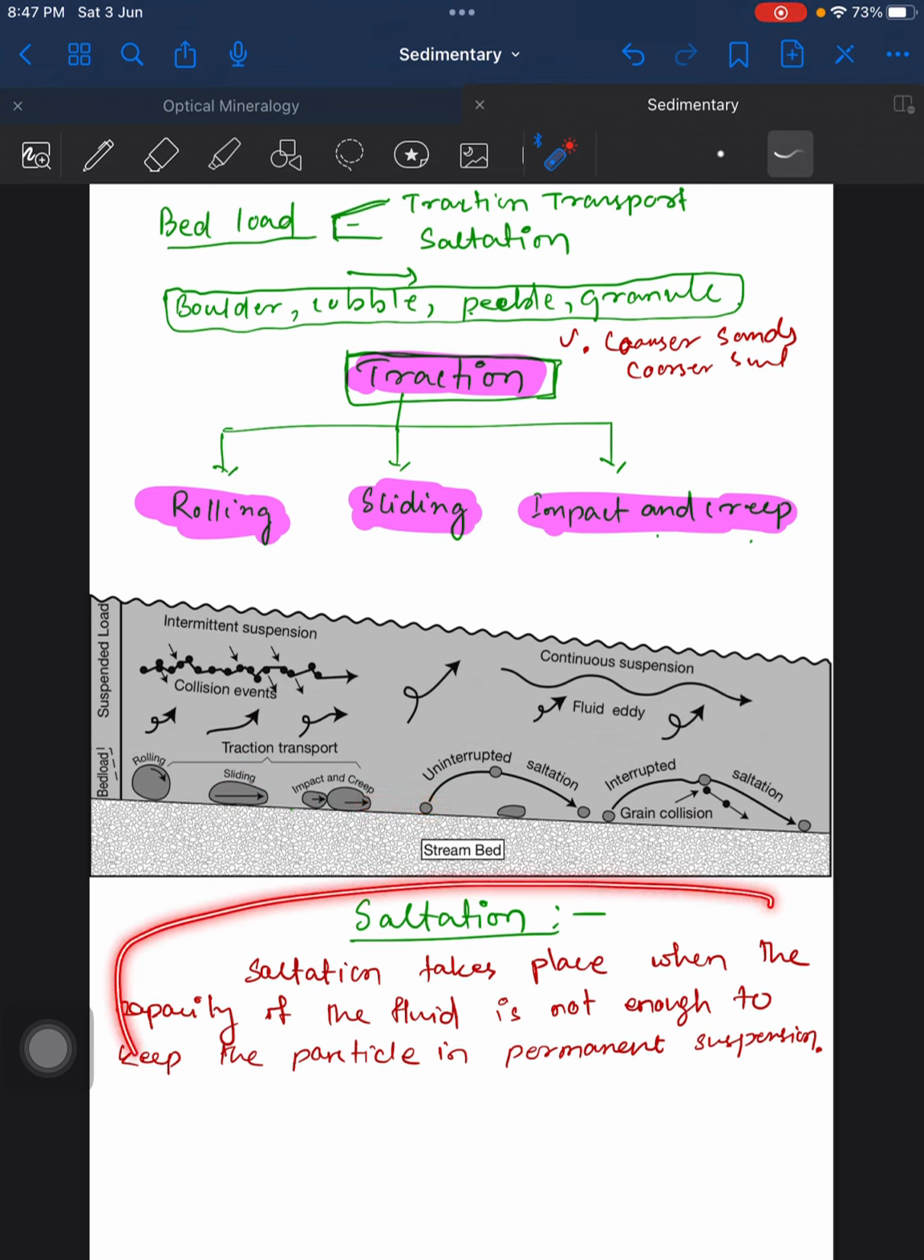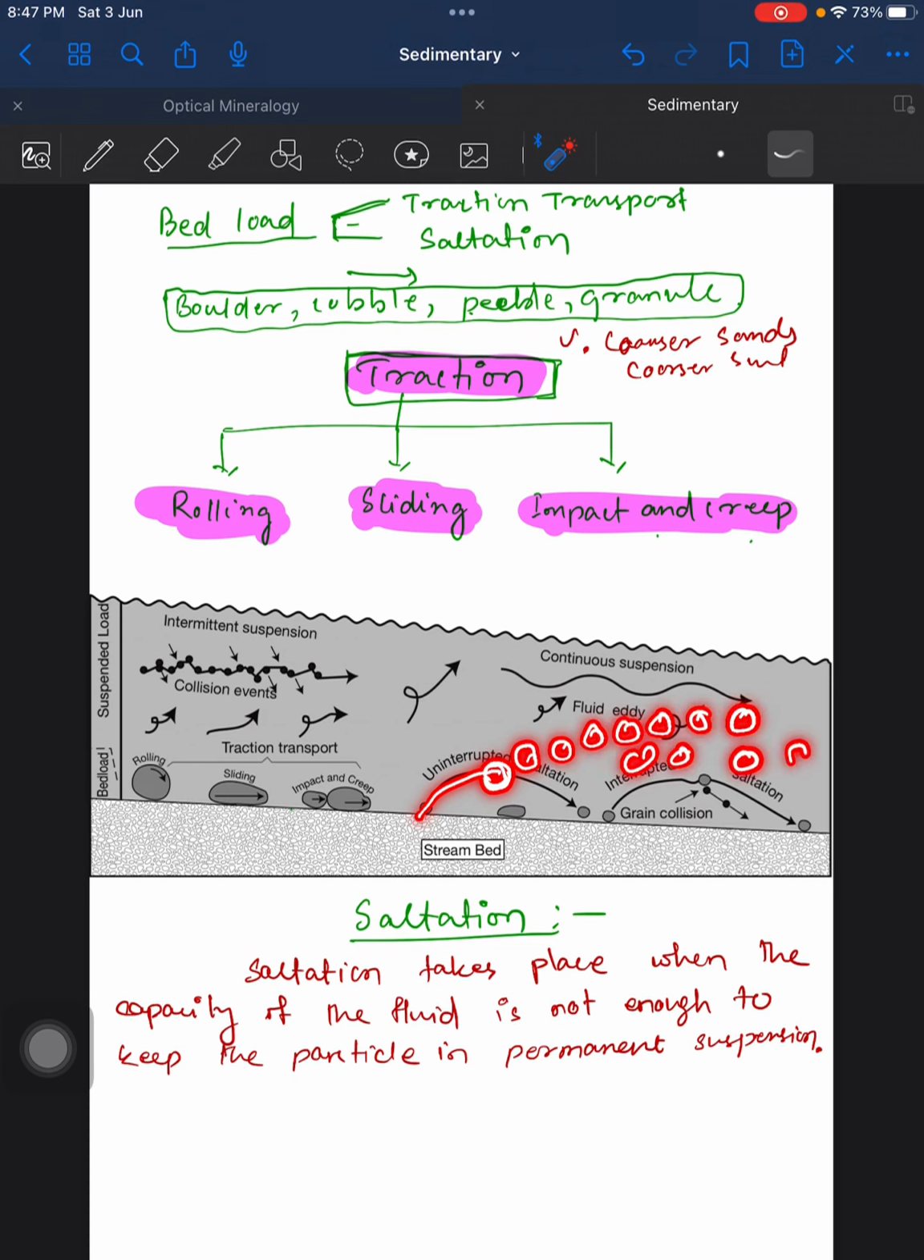But there is one terminology, saltation, that means the temporary suspension of the bed load. You see this grain, it is temporarily suspended here, but the water does not have enough capacity to keep it in suspension. So due to gravity the grain will fall again, move again, and fall again.